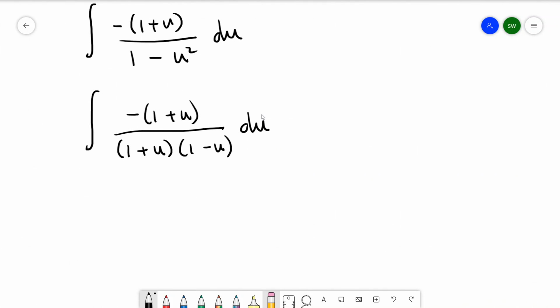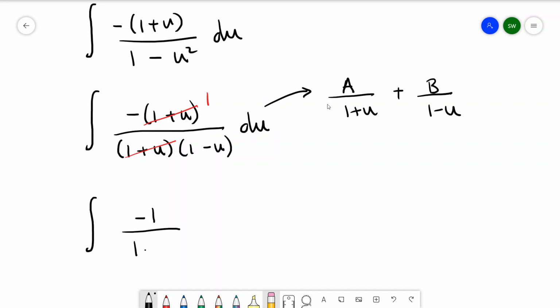And normally, what we'd have to do is try and write this fraction as a over 1 plus u plus b over 1 minus u, like we normally would with partial fractions. But this example is a bit easier than that, actually, because we can divide the top and bottom of this fraction by 1 plus u. We can cancel the 1 plus u's. So actually, we don't need to go through this whole process of partial fractions, because we know that we can just write this as minus 1 over 1 minus u du.